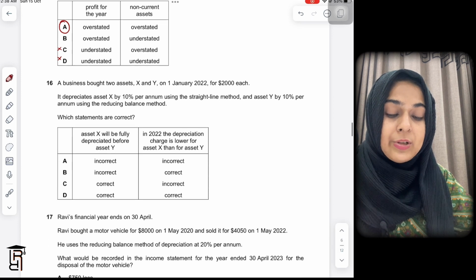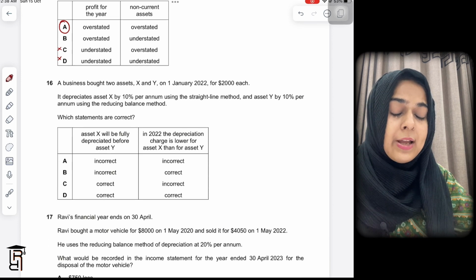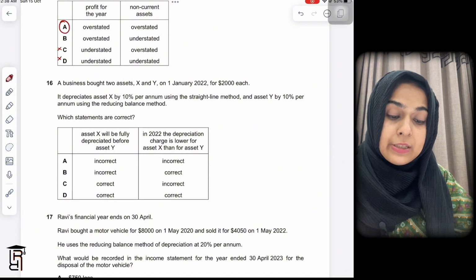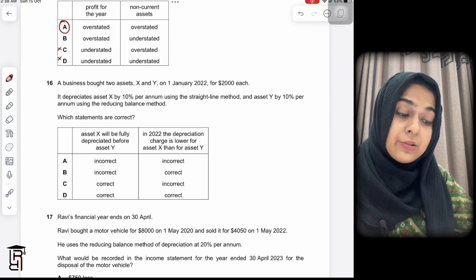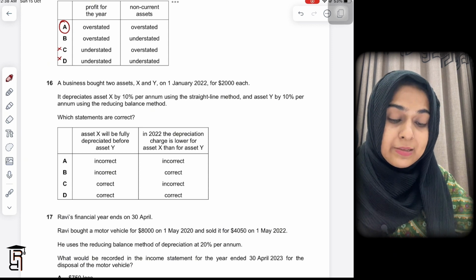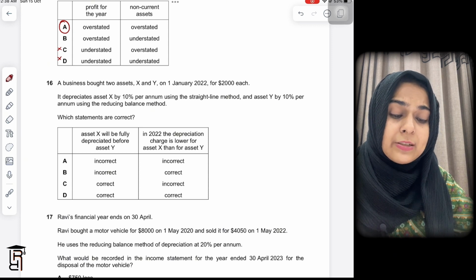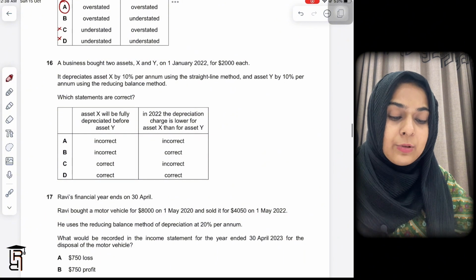Okay. Question number 16 says a business bought two assets X and Y on 1st January 2022 for 2,000 each. If it depreciates asset X by 10% per annum using the straight line method and asset Y by 10% per annum using the reducing balance method, which statements are correct? Asset X will be fully depreciated before asset Y.